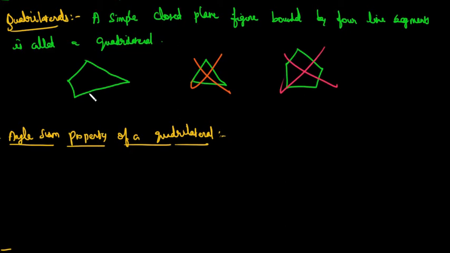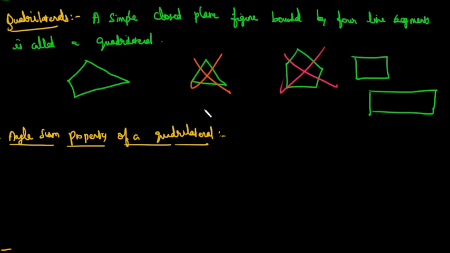Okay. So what about a square? Can we say a square is a quadrilateral? Yes, this has four sides, so you can call it one. What about a rectangle? Can we say this is a quadrilateral? Yes, this is a rectangle. This is a quadrilateral.